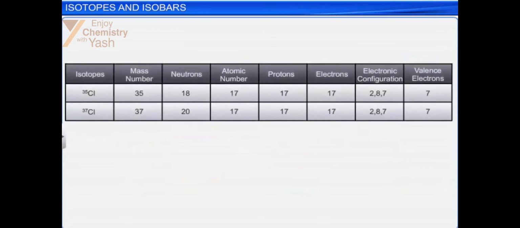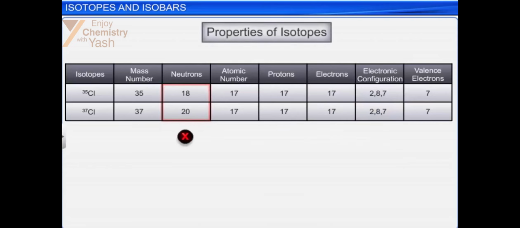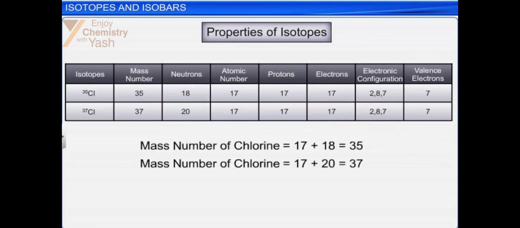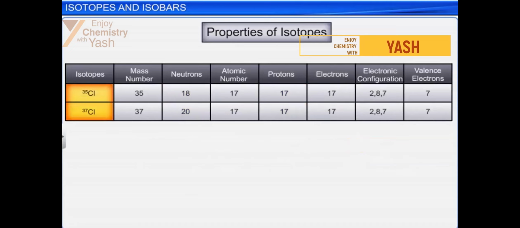The chemical properties of an element depend on the number of electrons present and their configuration within an atom, and not on the number of neutrons. Hence, as the isotopes have the same number of electrons, they exhibit similar chemical properties. However, as the mass of isotopes differs due to the different numbers of neutrons present in an atom, their physical properties differ from each other.